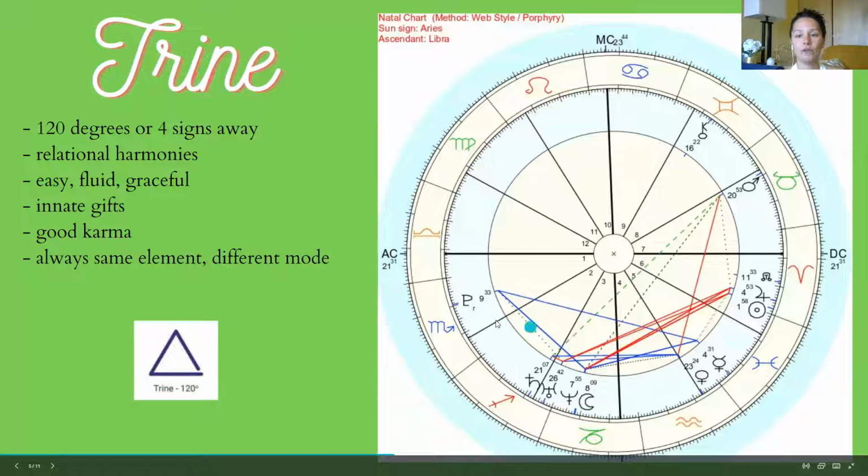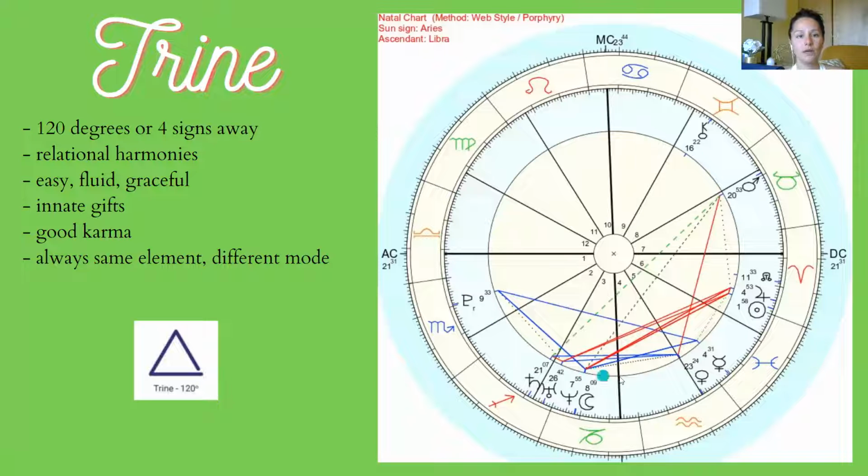Trine is the longer of the blue ones. It's 4 signs apart, and they're always going to be the same element. So if you had something up in here in Leo and you had something up in here in Aries, they're going to be trine. If you have something in Leo and Sag here and Aries, that would be a grand trine, which would be really beautiful. And what it is, when the harmony of these two planets, they're working together really well. The energy flowing between them is very harmonious. They're accentuating each other. It's graceful, it's fluid, it's easy. There's innate gifts, there's good karma.